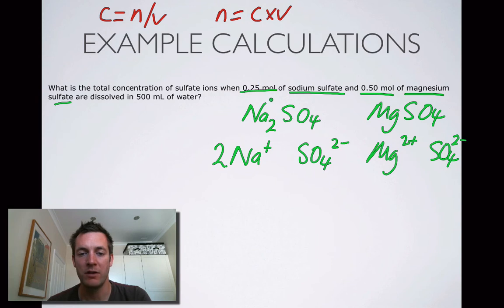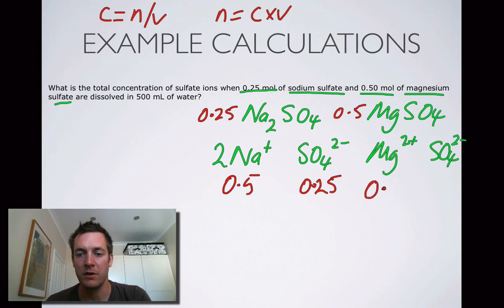Okay, so if we now figure out how many moles of these things we've got, well, we started with 0.25 moles of sodium sulfate. So we're going to have 0.5 moles of sodium ions, this is twice as many, and 0.25 moles of that one. Okay, we've got 0.5 moles of this to start with, so we're going to have 0.5 moles of that and 0.5 moles of that, because there's 1 of each of them in that substance. Okay, add all these things together because we're trying to find how many moles of ions there are in total. So that's 1.75 moles.